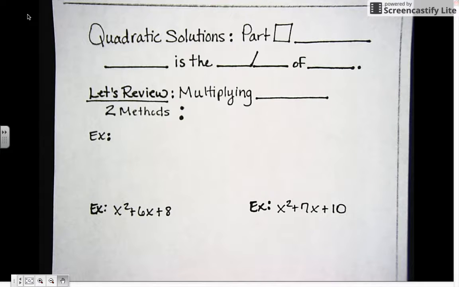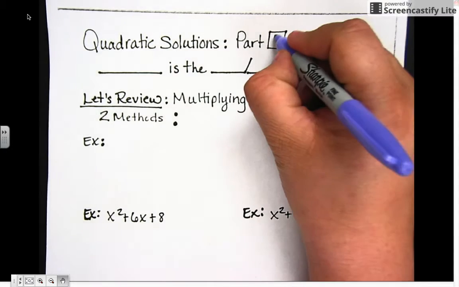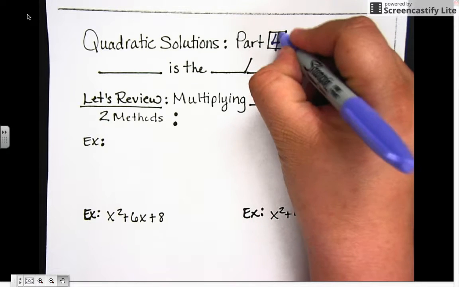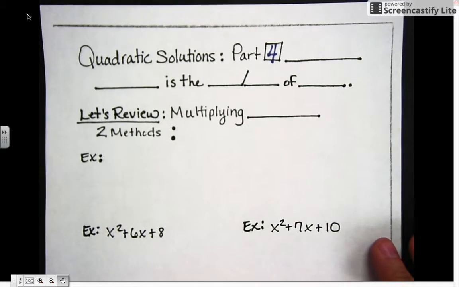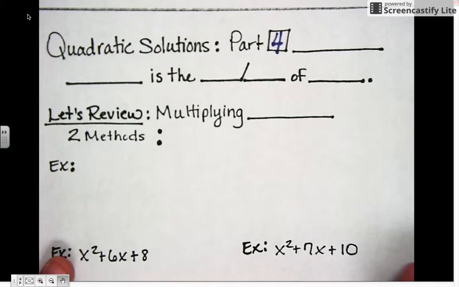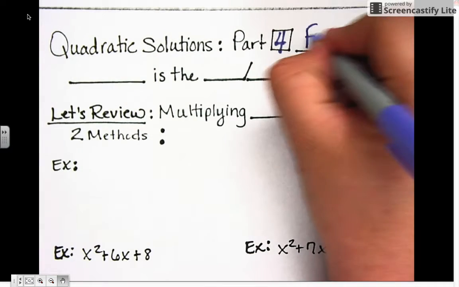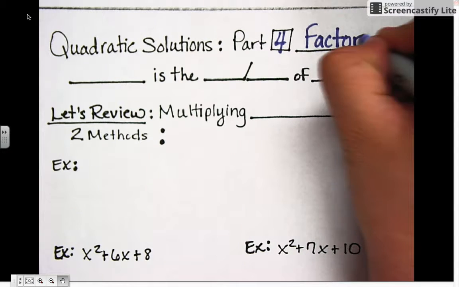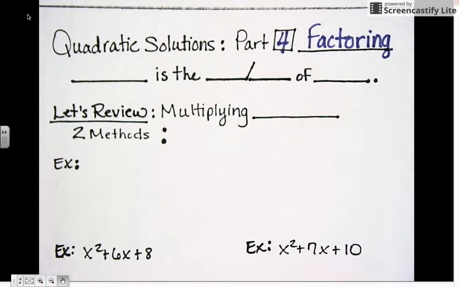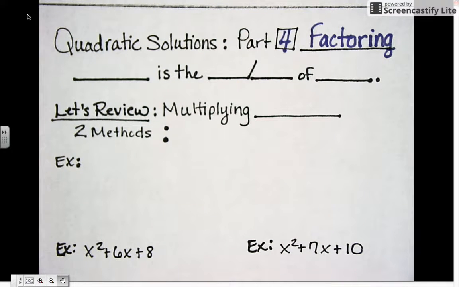So let's get going. First of all, on your screen, you should see quadratic solutions parts, and let's go ahead and fill it in. This is going to be part 4, and I'm going to write with a Sharpie so that maybe it'll be a little bit better to see. So it's part 4, and we're going to talk about factoring, solving quadratic solutions by factoring. I've got to work on my spelling. By factoring.